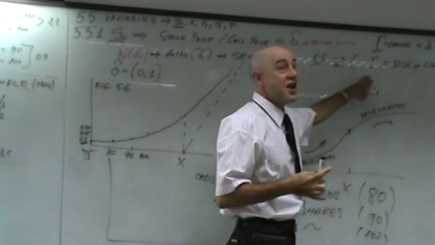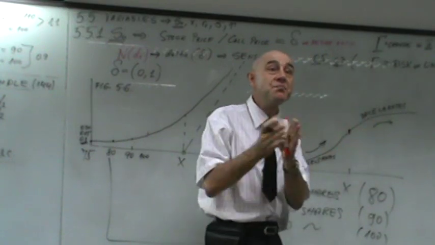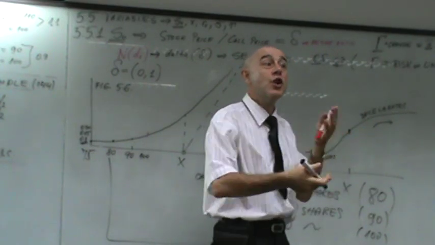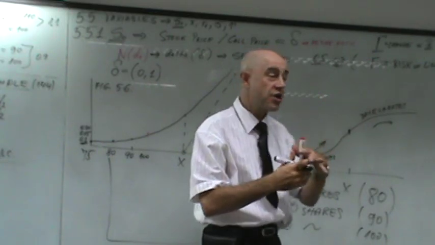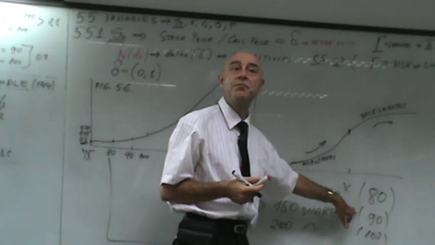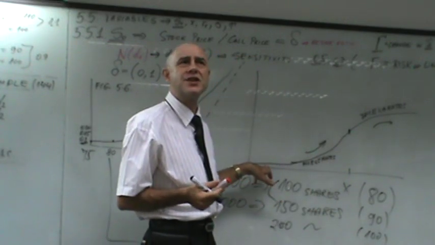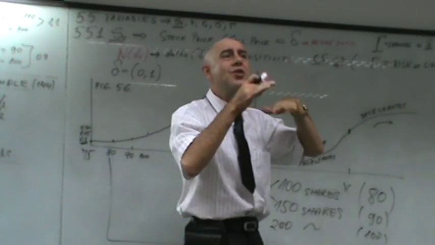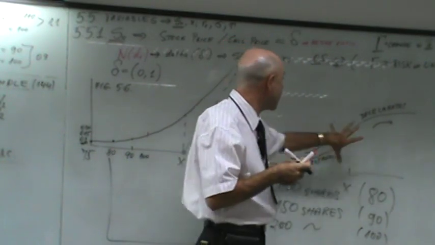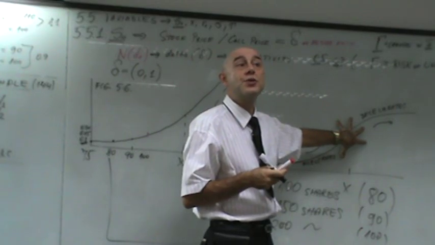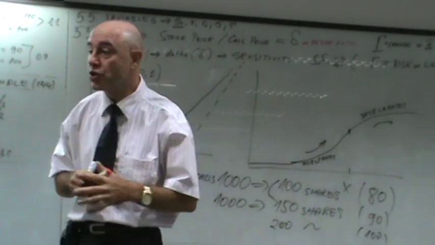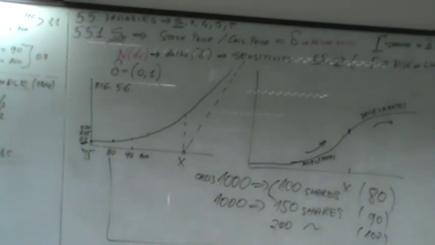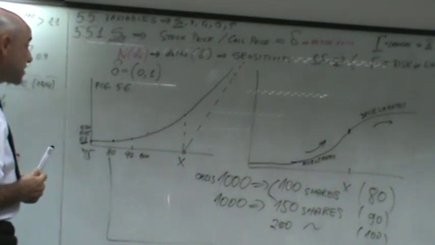So, when gamma is large, small changes in the price will require major changes in your portfolio. When the gamma is small, in other words, when you're deep out of the money or deep in the money, you don't need a lot of adjustment. You need a lot of adjustment where you're close to at the money. So when you draw the picture of the gamma, that's figure 5.9.